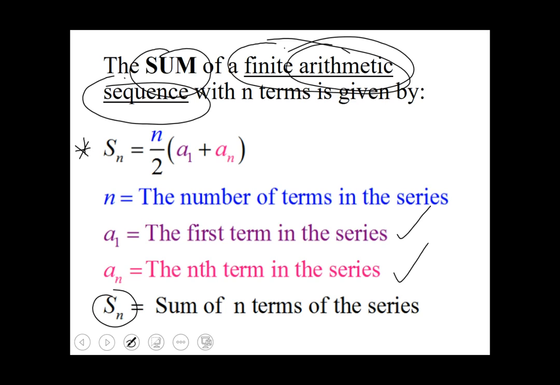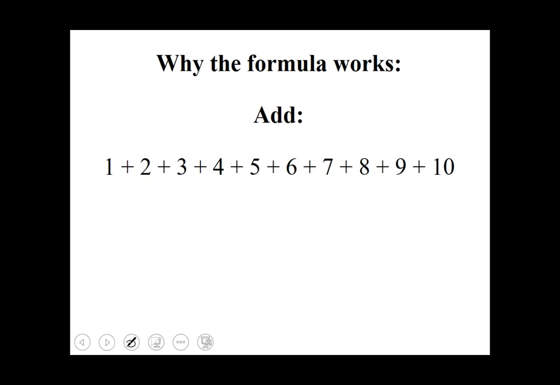Before I actually show you the formula in action, I want to make sure you understand why it works. Suppose you were asked to add 1 plus 2 plus 3 all the way up to plus 10. If you take a look at this, why is this arithmetic? This would be considered arithmetic because the common difference would be positive 1.